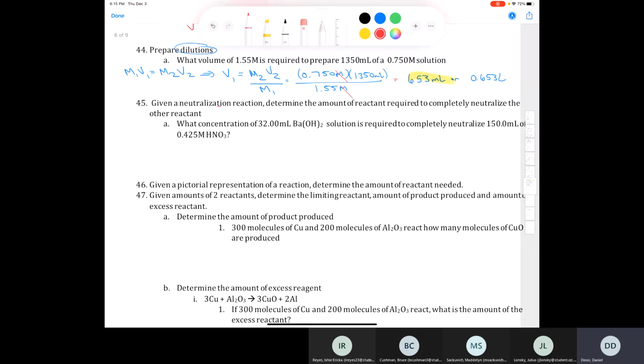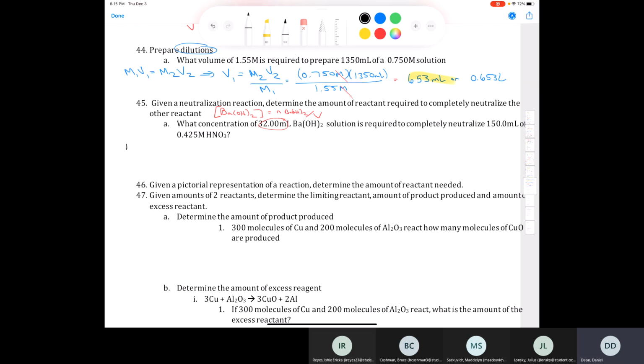And if we want to know the concentration of our barium hydroxide, it's just going to be equal to the number of moles of barium hydroxide divided by the volume. And we've already got the volume. So we just need the number of moles. So let's write a balanced equation.